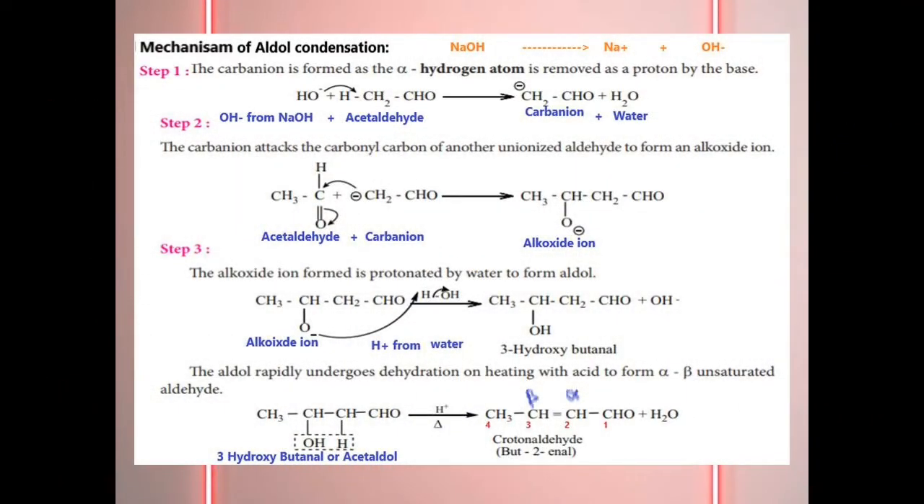Now the aldol mechanism. It occurs in 3 steps. Before the first step, the sodium hydroxide we are using splits into Na plus and OH minus. Here the OH minus alone reacts with 1 mole of acetaldehyde. In that acetaldehyde, one of the hydrogens is attracted by OH minus. So the carbon gains a negative character, that is called a carbanion. Now see the products of the first step: carbanion and water.